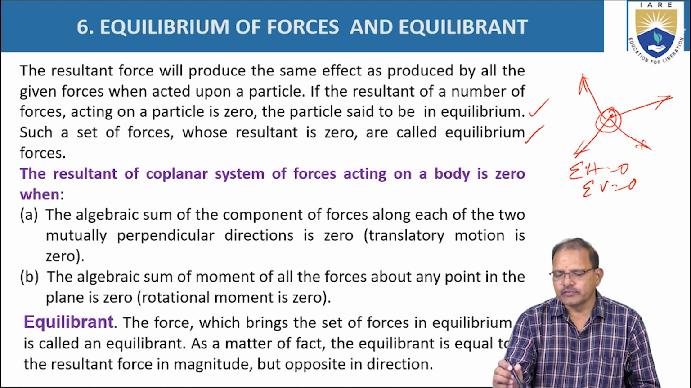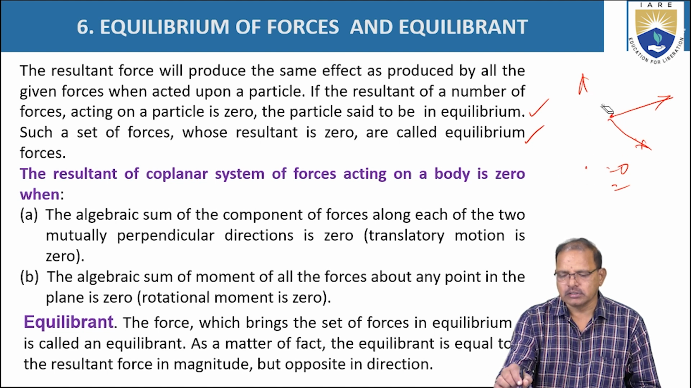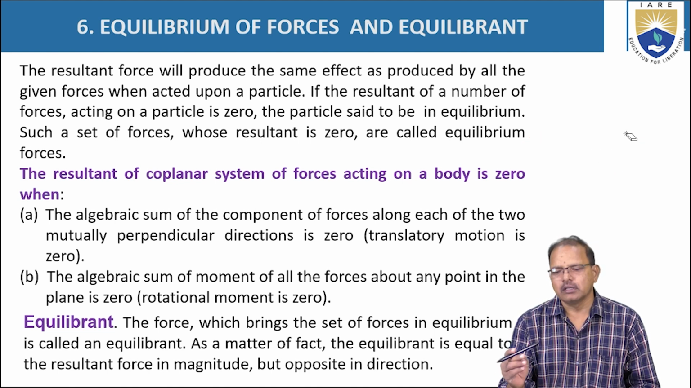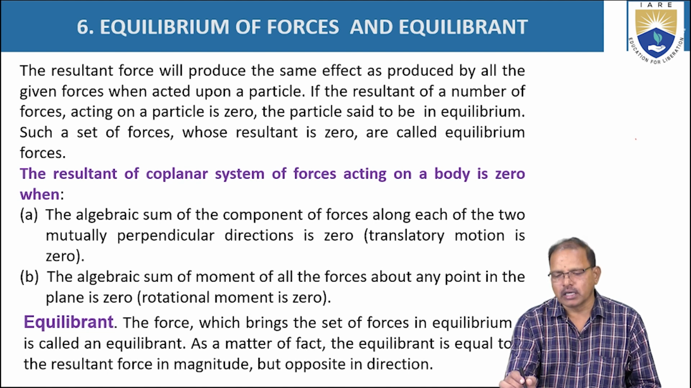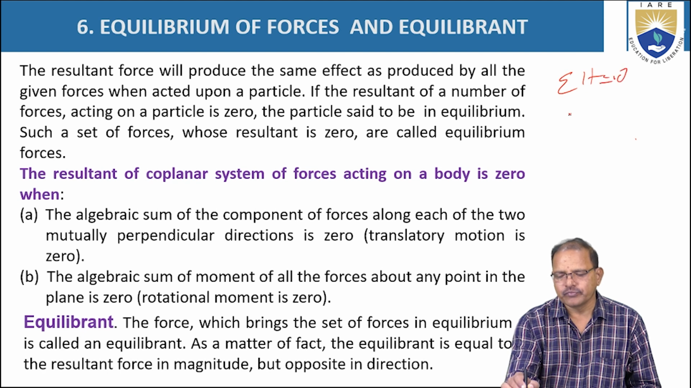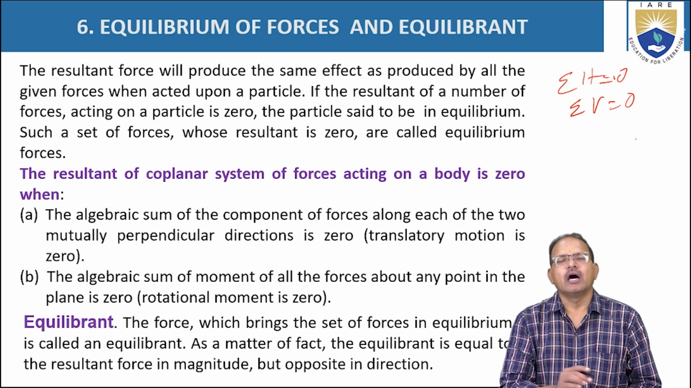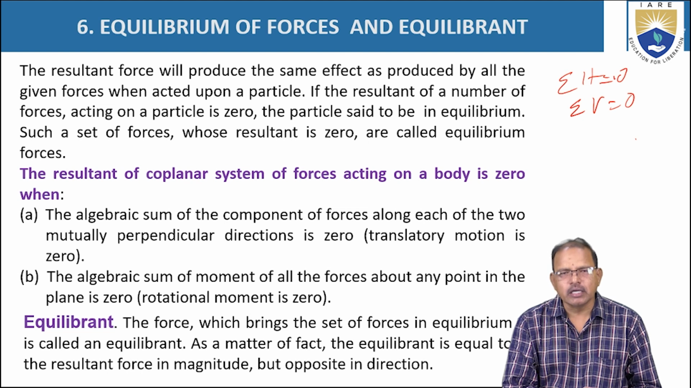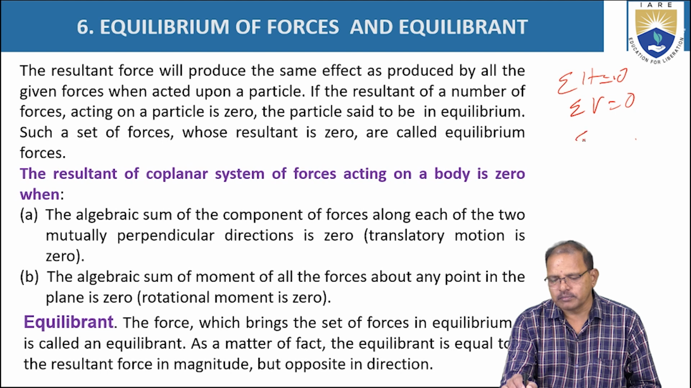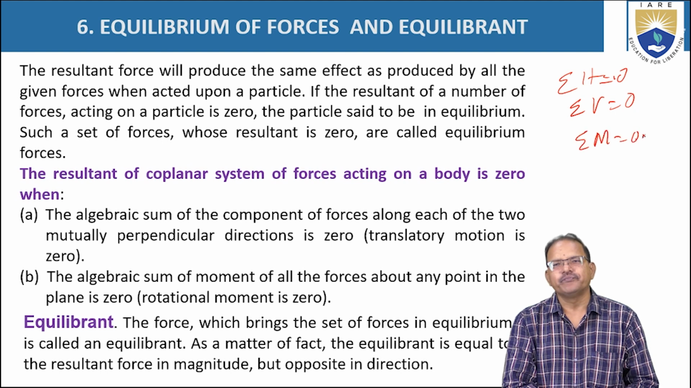But sometimes if the forces are not concurrent, in order to keep the object in equilibrium we require 3 conditions. One is sigma H is equal to 0. The second one is sigma V is also equal to 0. The third equation is required: the algebraic sum of moments created by all the forces at any point should be equal to 0. That means sigma M is also equal to 0 is required.